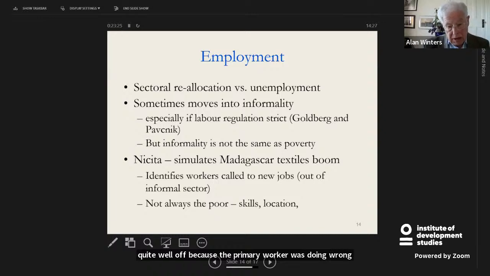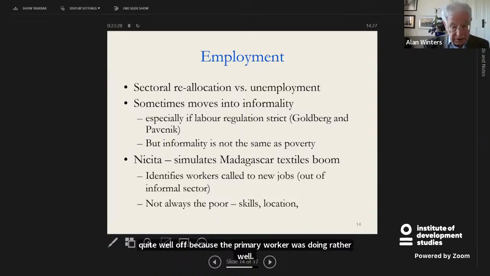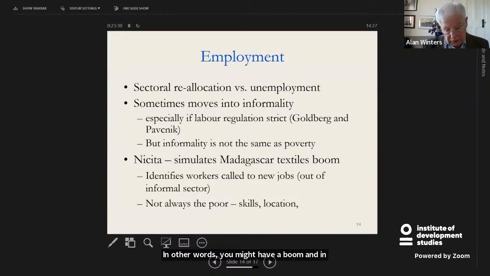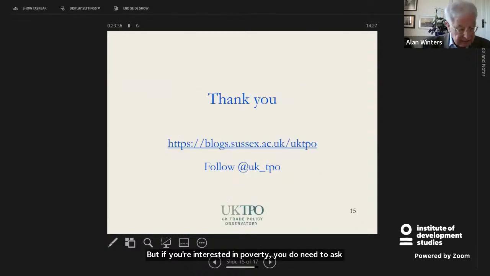In other words, you might have a boom in employment, but if you're interested in poverty, you do need to ask, does that affect the poor? And with that, I've exhausted your patience. So thank you very much. And I'll hand back to Amrita.